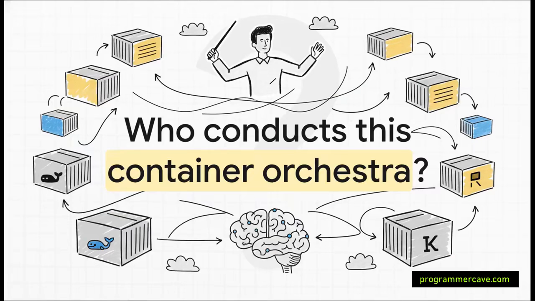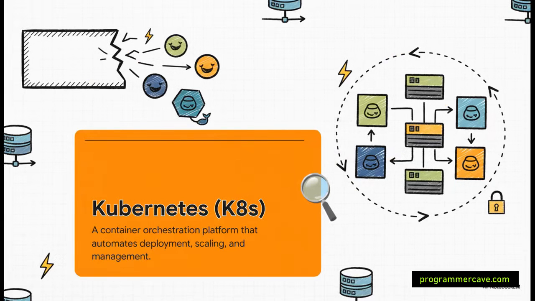How do you keep track of thousands of moving parts, make sure they're all healthy, and that you have exactly the right number running at any given second? You need a conductor for this massive, sprawling orchestra. And that conductor is Kubernetes. Kubernetes is what we call an orchestration platform. Its job is to automate the incredibly complex task of deploying, scaling, and managing this whole fleet of containerized applications. It's the brains of the entire operation.